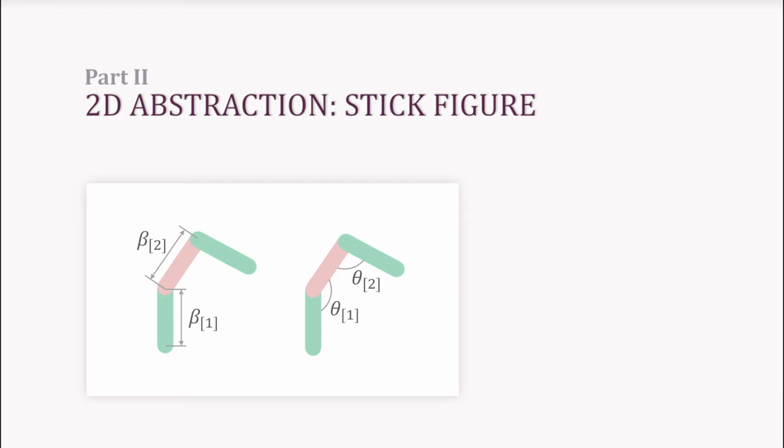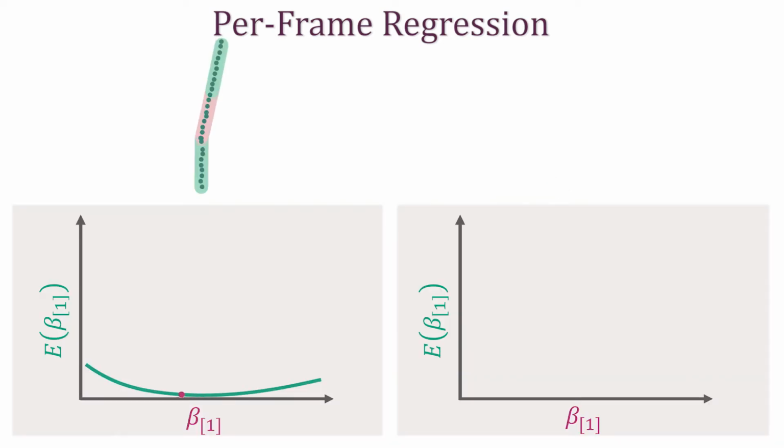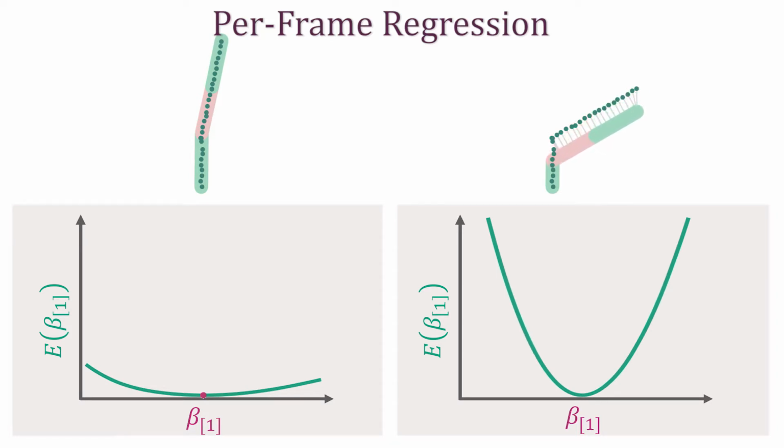Let us abstract a finger with a simple 2D stick figure. Our registration energy is the sum of closest point distances. When the finger is straight, the energy does not change much as we vary the length of the phalanx. When the finger is bent, the energy becomes more sensitive to changes in shape.